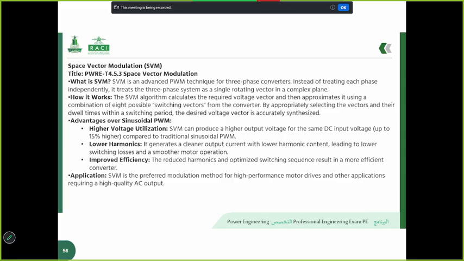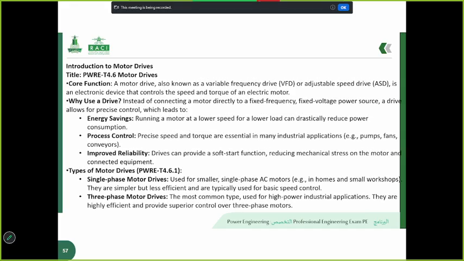So this improved power quality and efficiency make SVM the preferred modulation strategy for high performance applications where precise control and energy efficiency are paramount, including electric vehicles, industrial motor drives, and grid-connected renewable energy systems.